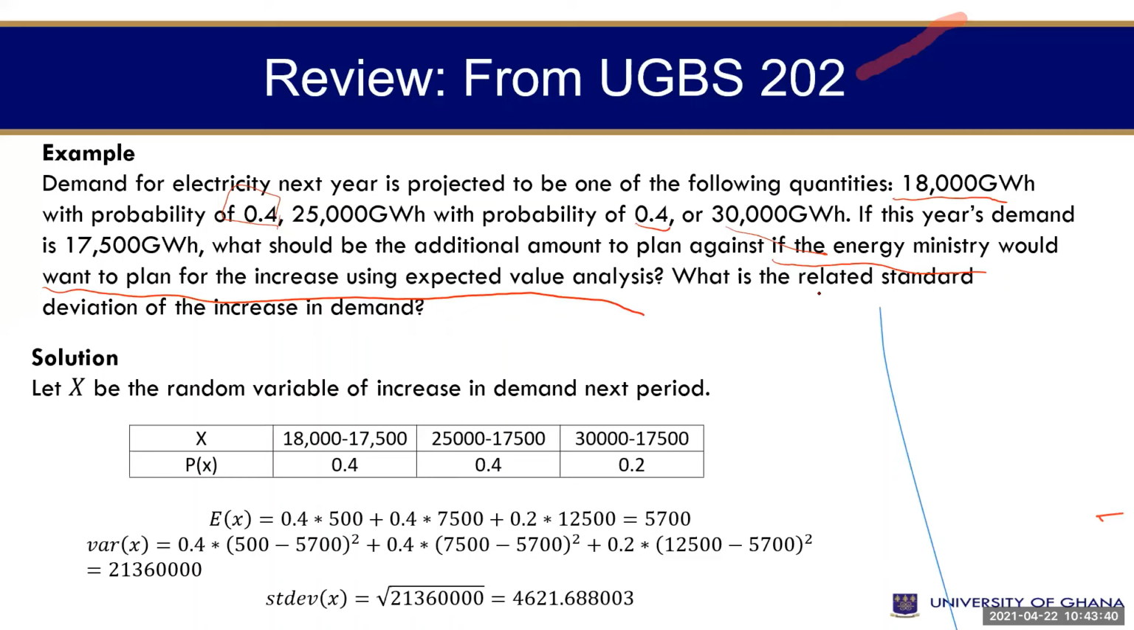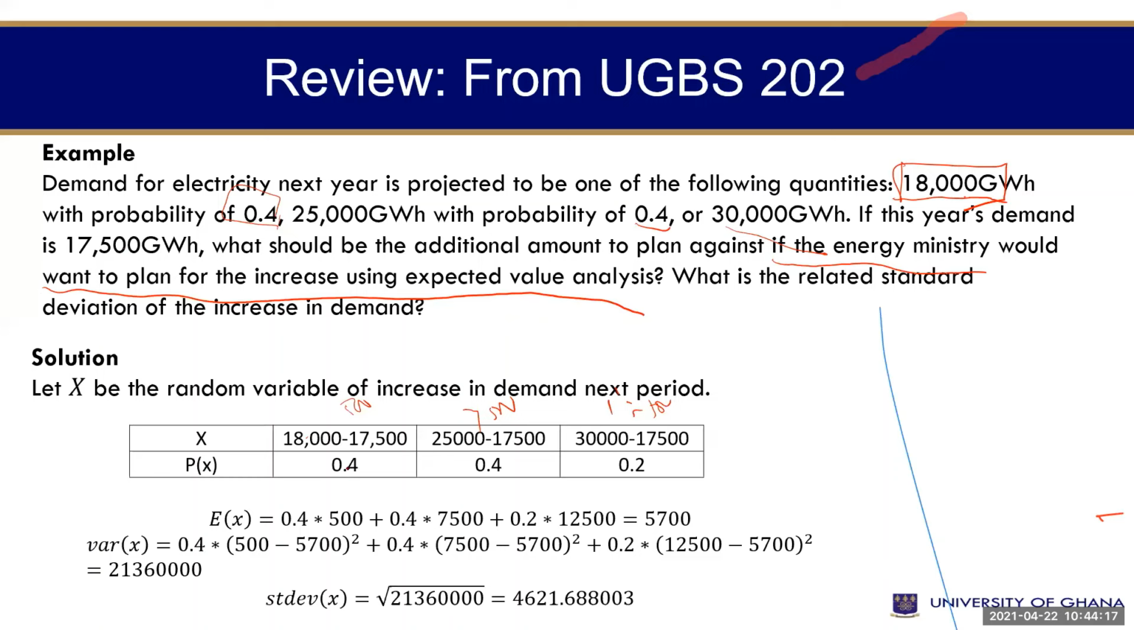With this example, we have to define the random variable of increase in demand for the next period. Okay, so if demand for next year is going to be 18,000 and demand for this year is 17,500, then the random variable for the first is the difference between the projection and what actually happened. That is the value here. So 18,000 minus 17,500 should give us 500. Respectively, this will give us 7,500 and this will give us 12,500.